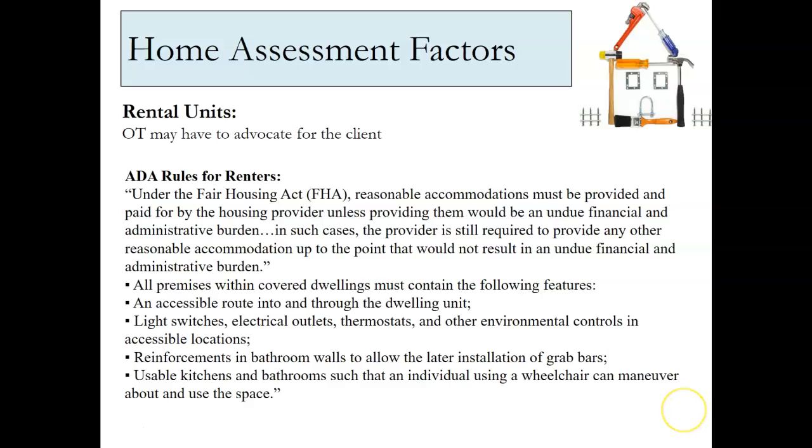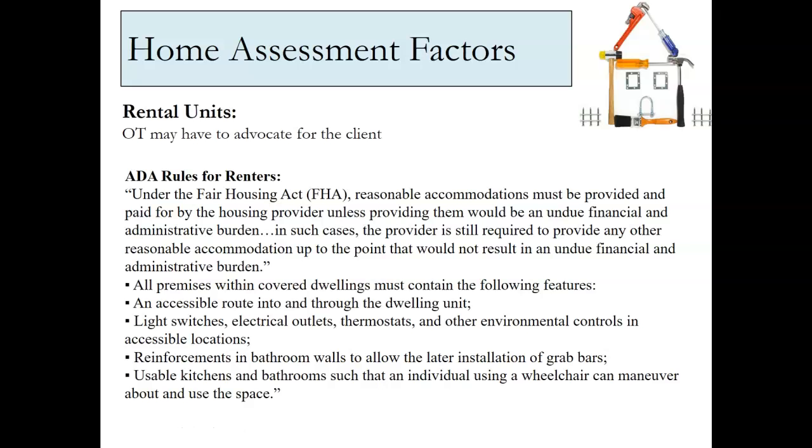There's a lot of rules also around ADAs, Fair Housing Act. Reasonable accommodations must be provided and paid for by the housing provider unless providing them would cause an undue financial and administrative burden. A grab bar is not a big burden. In such cases, the provider is still required to provide any other reasonable accommodation up to the point where we're not resolved, blah, blah, blah. That reasonable accommodation, that's the thing.